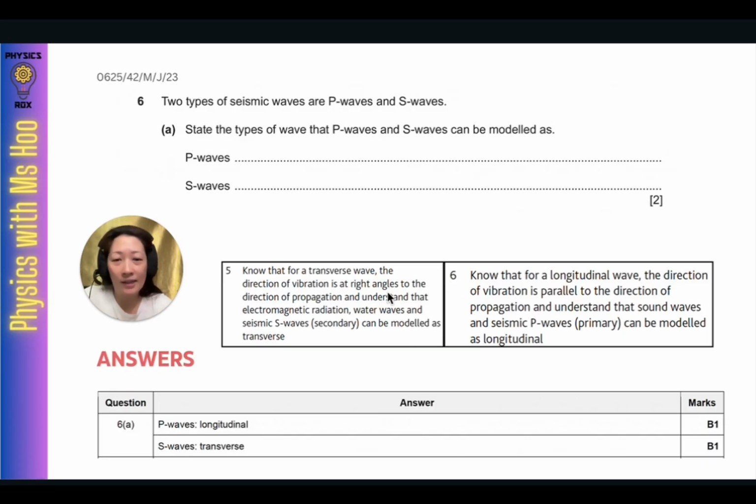So here in these black boxes are extracts from the syllabus guide. You're expected to know that for a transverse wave, seismic S waves can be modeled as transverse, whereas for the longitudinal, seismic P waves can be modeled as longitudinal. In fact, that's all you need to know about seismic S and seismic P waves. You don't need to know what they are. You don't need to explain how they happen. Now, you'll probably be able to answer this even without referring to the syllabus guide. Let's take a look at some other examples.